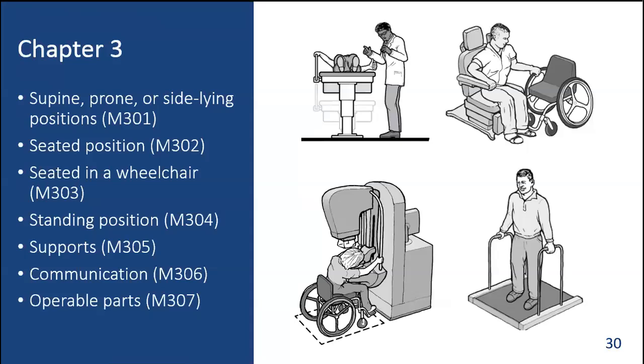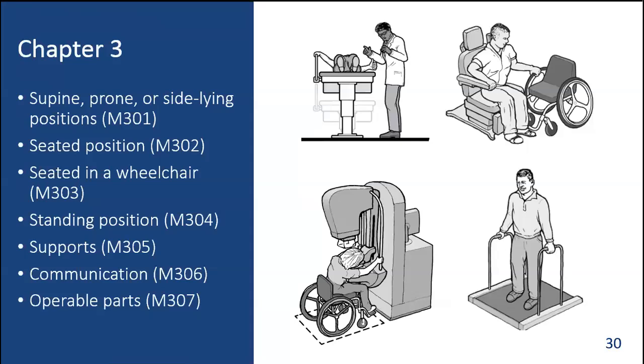M302 covers seated positions. This is illustrated by a wheelchair user who has transferred out of their wheelchair and onto an examination chair. M303 addresses equipment that is used while a patient can remain seated in their wheelchair. This is illustrated by a woman seated in her wheelchair, pulled up to a mammography equipment with knee and toe clearance.